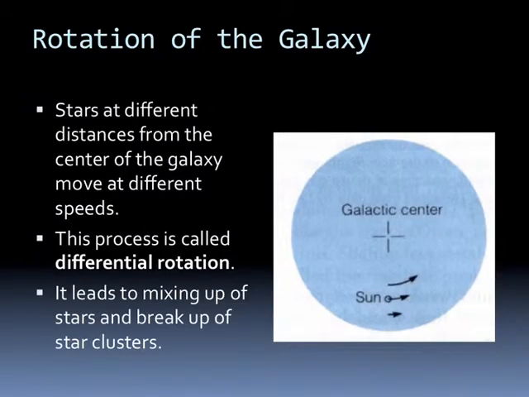Now, stars at different distances from the center of the galaxy move at different speeds, just like planets at different distances from the sun move at different speeds. That process is called differential rotation. And it's this that leads to the mixing up of stars and the breaking up of star clusters. A star cluster forms. Ones that are slightly closer to the galactic center are moving at a faster pace around, and eventually they get strung out into spiral arms, and they separate.